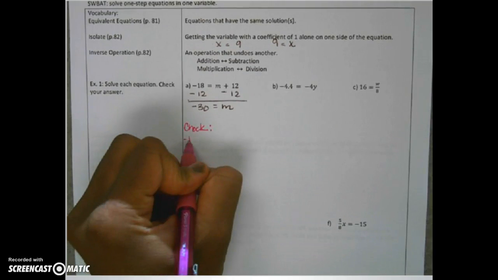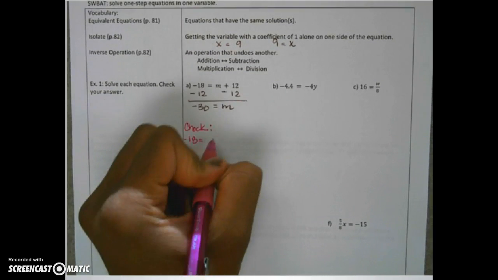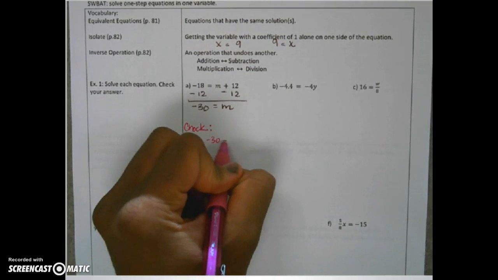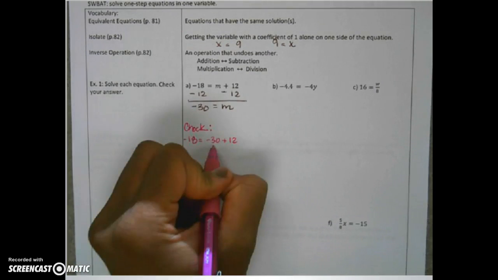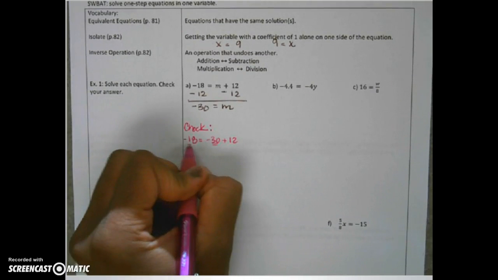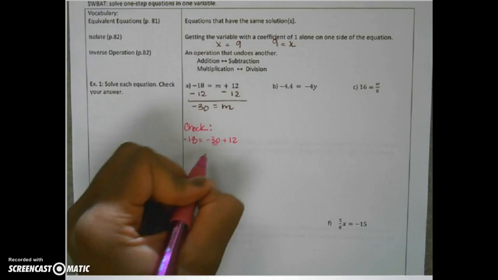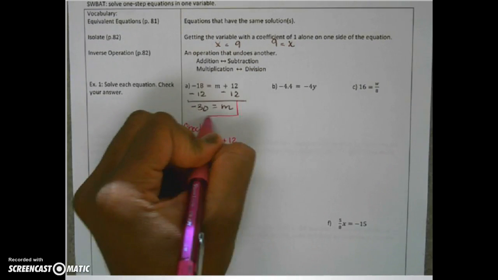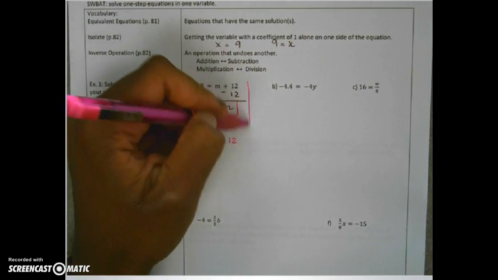And to check it, I'm going to just plug in negative 30 wherever I see the m. Is this true? Does negative 18 equal negative 30 plus 12? Yes, it is. So now I'm boxing it.